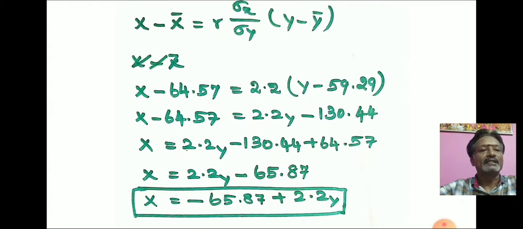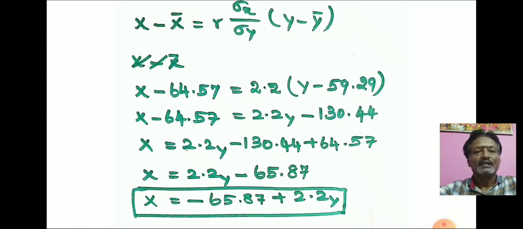So here the regression equation x on y is x minus x bar equal to r sigma x by sigma y into y minus y bar. So x minus 64.57, that is the x bar value, is equal to, instead of r sigma x by sigma y, you substitute the value 2.2 into y minus the y bar value 59.29. So x minus 64.57 is equal to 2.2 y minus 130.44. How are we getting the value 2.2 y minus 130.4? 2.2 should be multiplied with y and with minus 59.29.